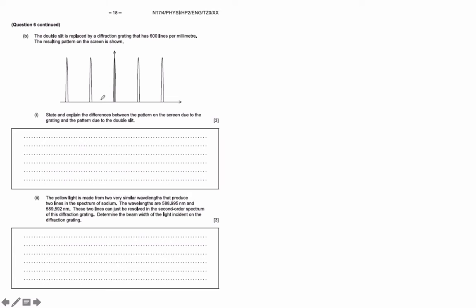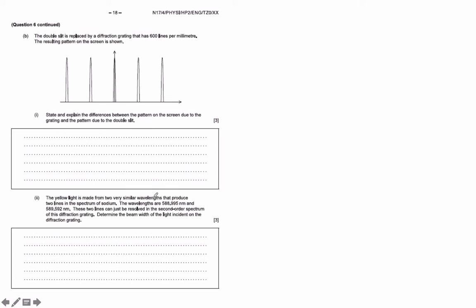I'm trying to think of what else they wanted to talk about. There's lots of things you can talk about. They're brighter because there are more slits to let the light through. The peaks are farther apart because the slits are closer together. Anyway, you just have to come up with three things.